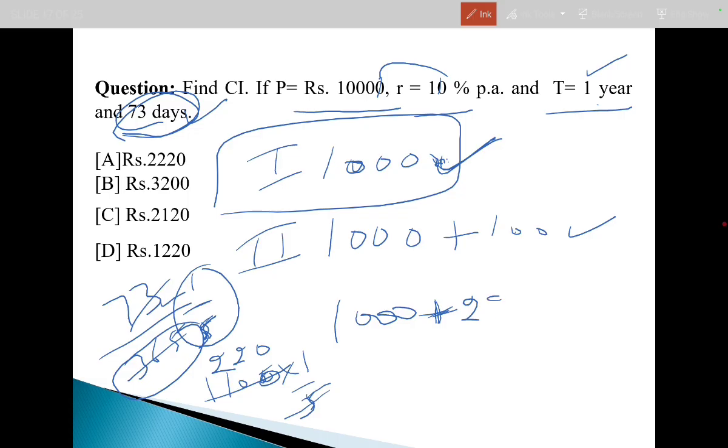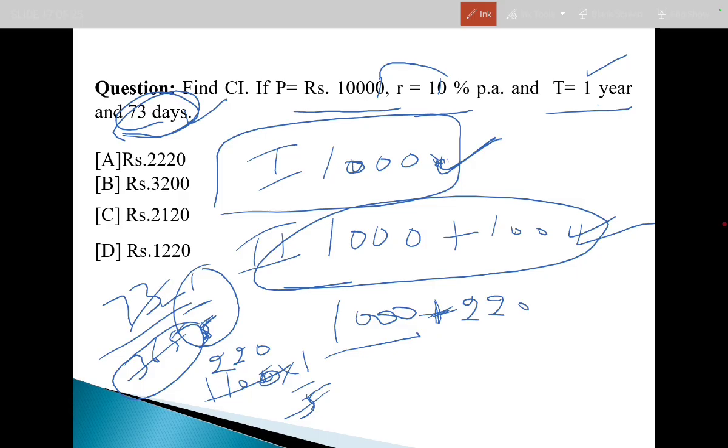220. So the first year interest you will calculate completely, 1,000, but from the second year you will pay only the 1/5 of this, okay, for only 73 days. So total interest here you have figured out, that will be 1,220 rupees. That will be your answer. Okay.